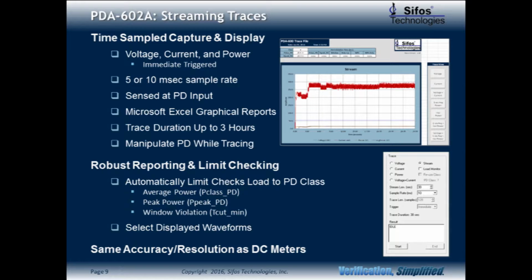Once a trace report opens, users may select what parameter or parameters are graphed. Via the switched LAN port, users may also be manipulating PD states and functions while the streaming trace runs.